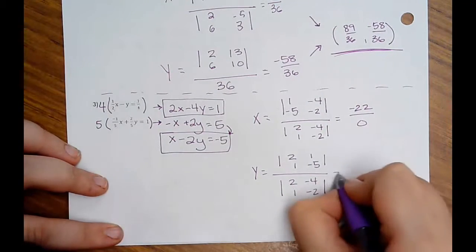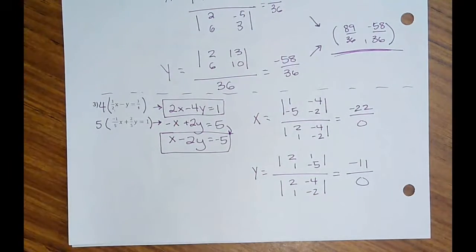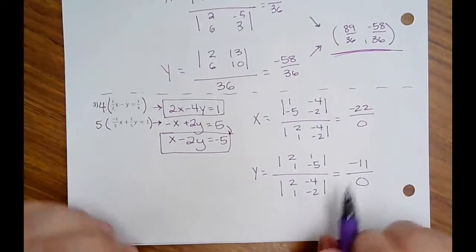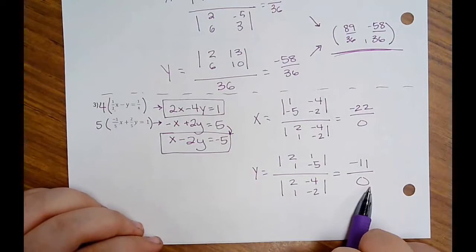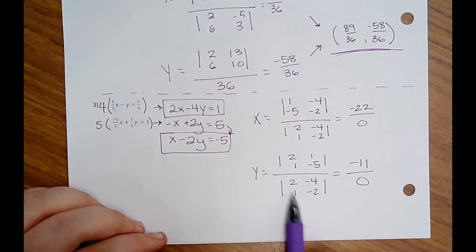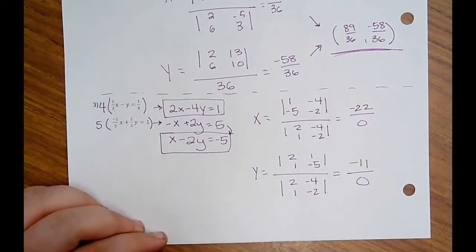On this last one, I get to this point and I have my two answers. My x is equal to this, my y is equal to this. Except this is an issue. When I calculated my determinant for my lower box here, I got negative 22 over 0 and negative 11 over 0. But this is not possible. We cannot divide by 0. So what this essentially means is that there is no solution here.